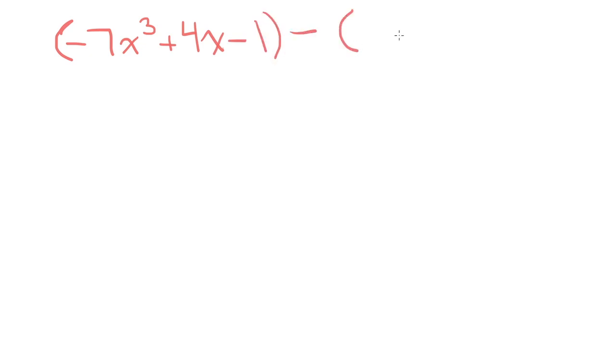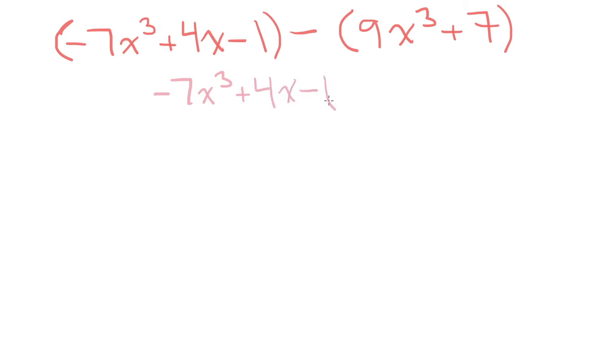Take away 9x to the third plus 7. Okay, so here's an example of why I would want to work vertically. I'm going to line all this up. I can see some students maybe trying to do this in their head. Yeah, you could do that, I guess.